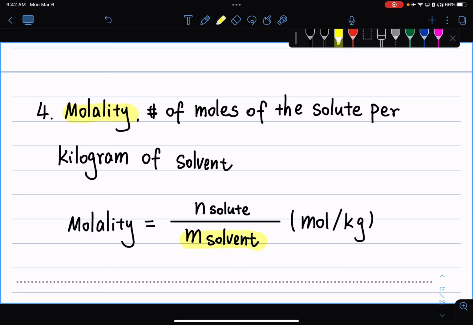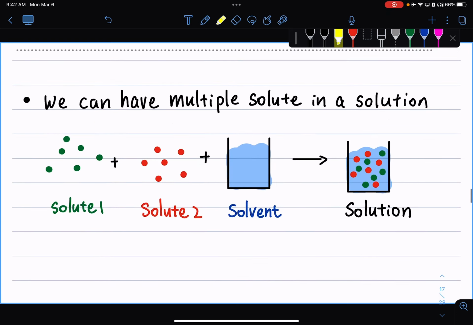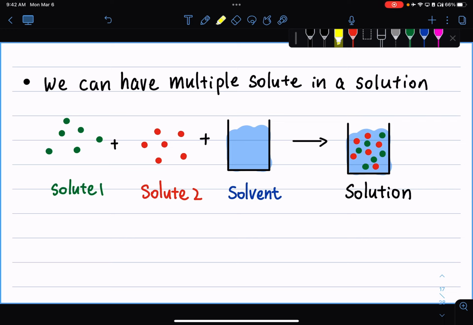These are just the 4 definitions of the units we use when we're talking about solutions. For this class, I don't want you to remember them, but eventually you'll need to remember them in your future classes. People have different definitions of concentration of a solution. We could also have multiple solutes in the same solution. You can have different types of salts dissolved in the same cup of water, or salt and sugar dissolved in the same cup of water as well. Depending on the solute, each might have a different concentration.